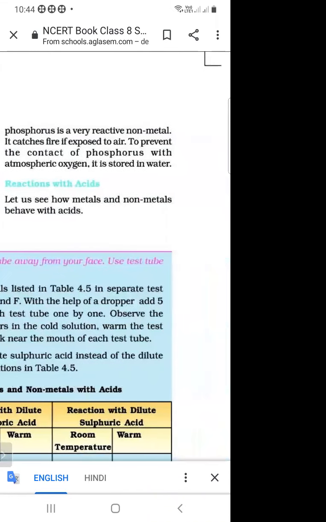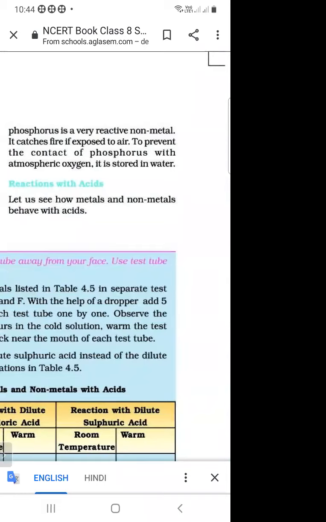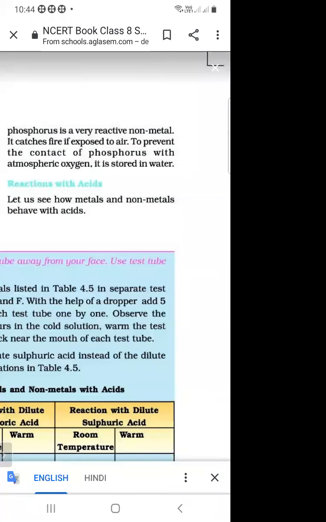For example, phosphorus. As we know, phosphorus is a very reactive non-metal, and it catches fire if it is exposed to air. Why does it catch fire? Because it is a very reactive non-metal and it reacts with the air. All non-metals react with air, but non-metals do not react with water. You have to remember this.